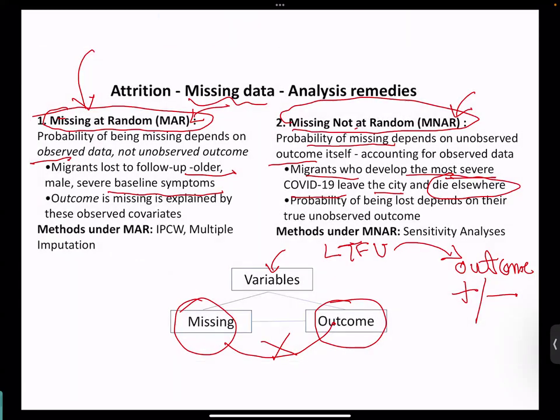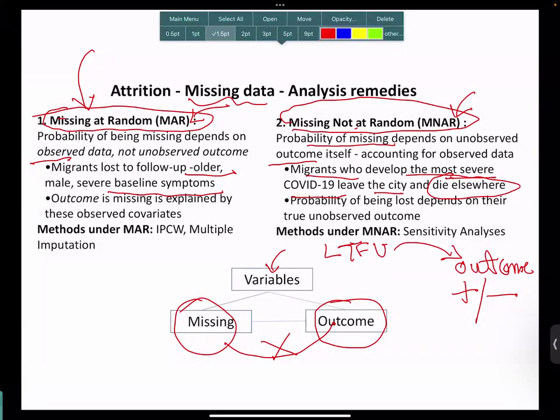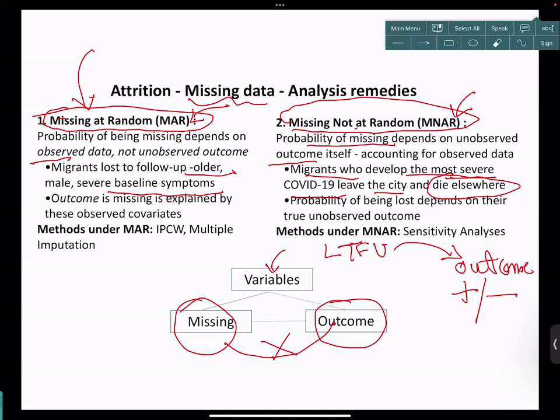Ma'am, is there any way to be sure, to differentiate between these two, or is it just the researchers' verdict? Yes, it's the researchers' assumptions. Okay.